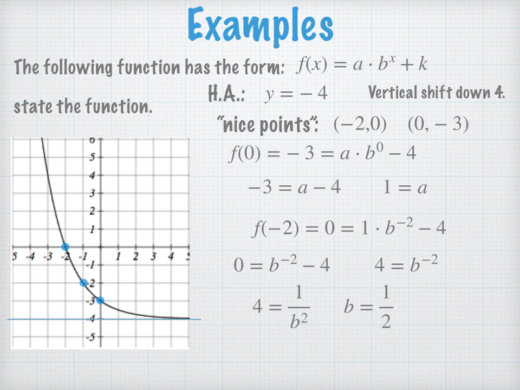Again, our steps there were multiplying both sides by b squared, then dividing both sides by 4. So you'd have b squared equals 1 over 4. Then take the square root of both sides, giving you b equals 1 over 2. Now we know the value for b, the value for a, and the value for k. So we can state that the function that's been graphed is f of x equals the quantity 1 over 2 raised to the x minus 4.